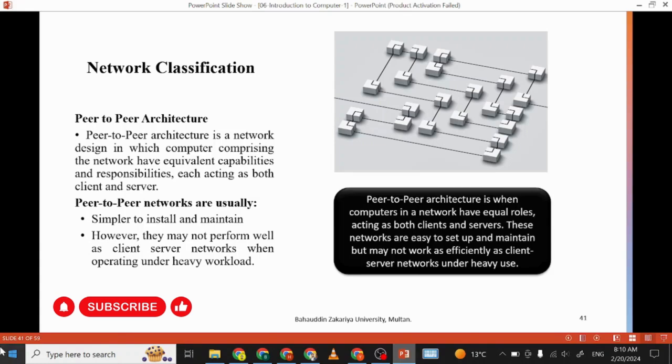Peer-to-peer architecture is when computers in a network have equal roles, acting as both clients and servers. These networks are easy to set up and maintain but may not work as efficiently as client-server networks under heavy use.